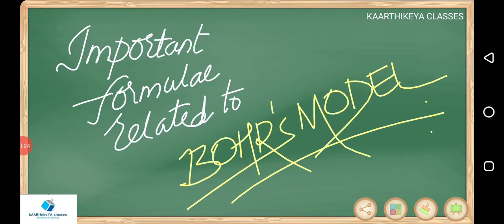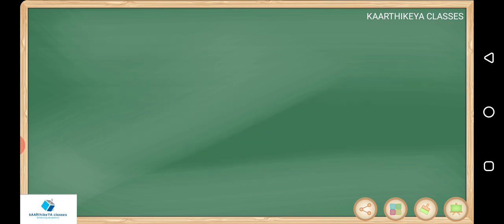In this session we'll discuss the important formulae related to Bohr's model. Niels Bohr explained the Bohr's model like electrons revolve around the nucleus in certain circular paths. When they are revolving in particular paths, for the orbit radius, he gave one expression. So for your examination purpose, if you remember this, it is enough.